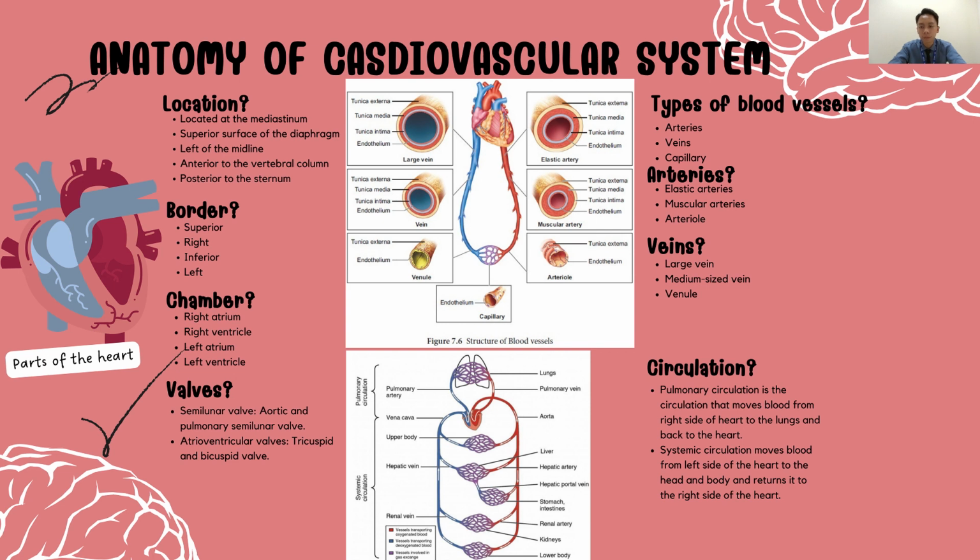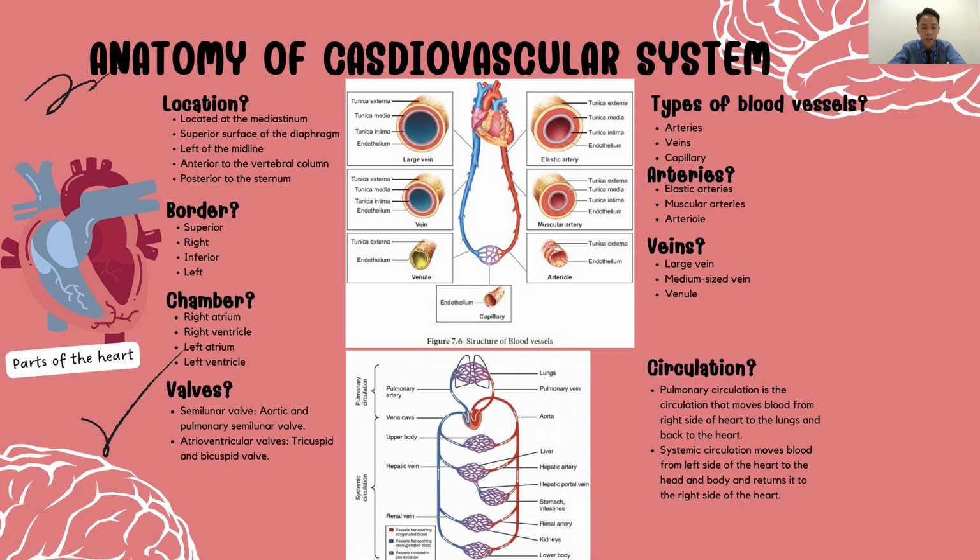Moving on to the types of blood vessels, we have arteries, veins, and capillaries. So, there are three types of arteries, which are elastic arteries, muscular arteries, and arterioles. Elastic arteries allow expansion to accommodate the large volume of blood ejected from the heart, and the expanded elastic walls will recoil to push blood forward through the vascular channel.